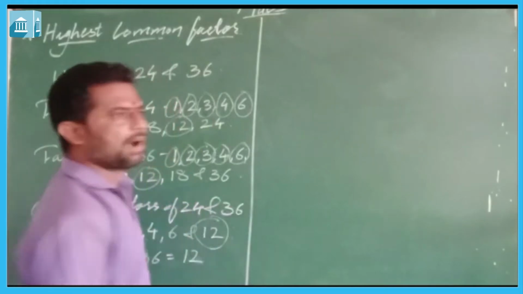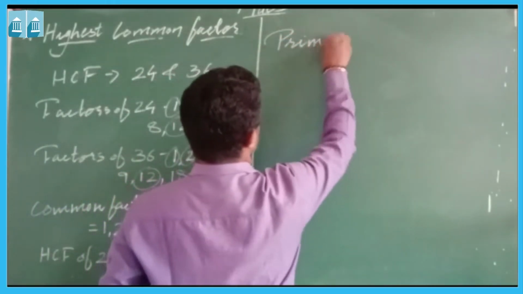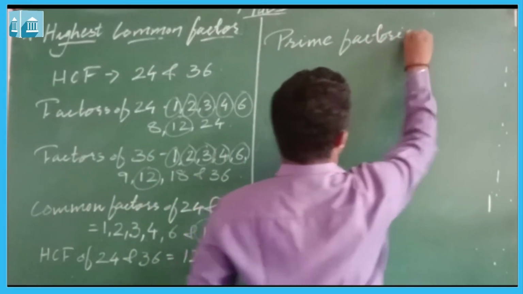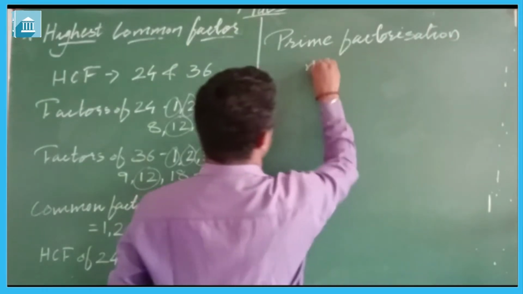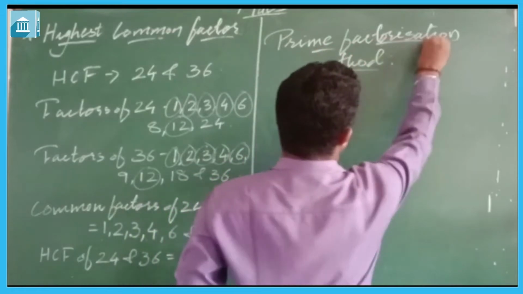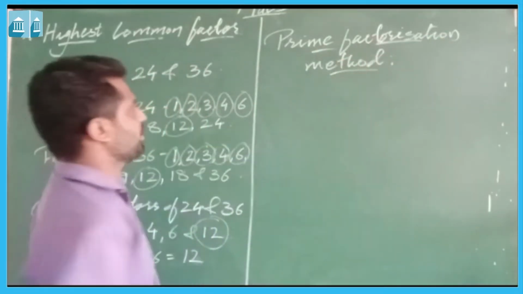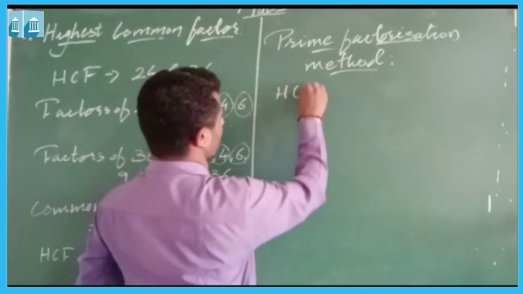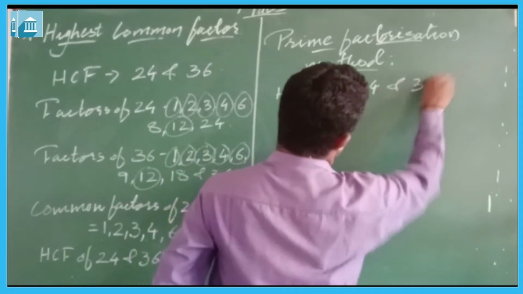Now let us see the prime factorization method. By the prime factorization method, we need to find the HCF. Let us take the same numbers, HCF of 24 and 36.